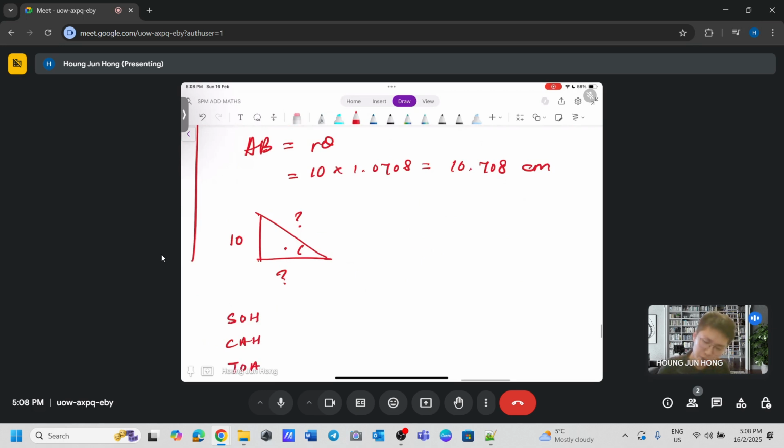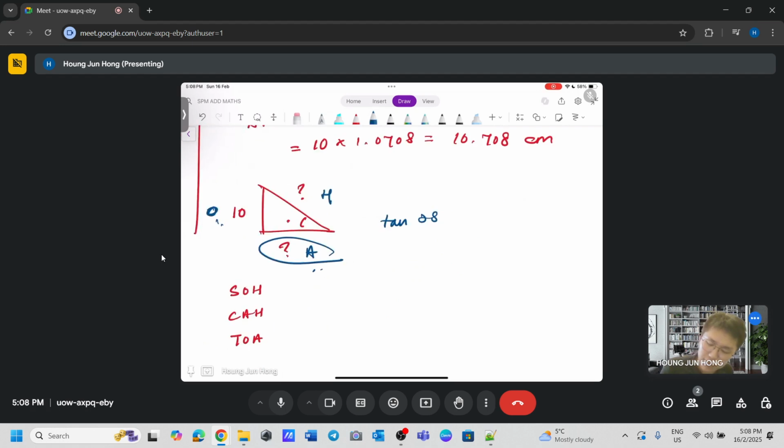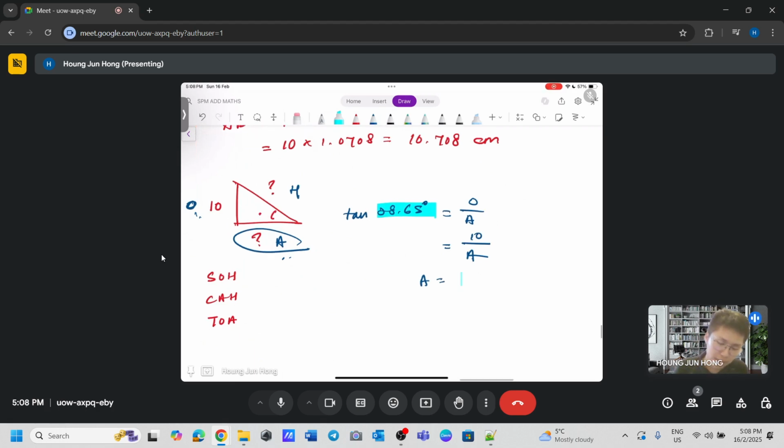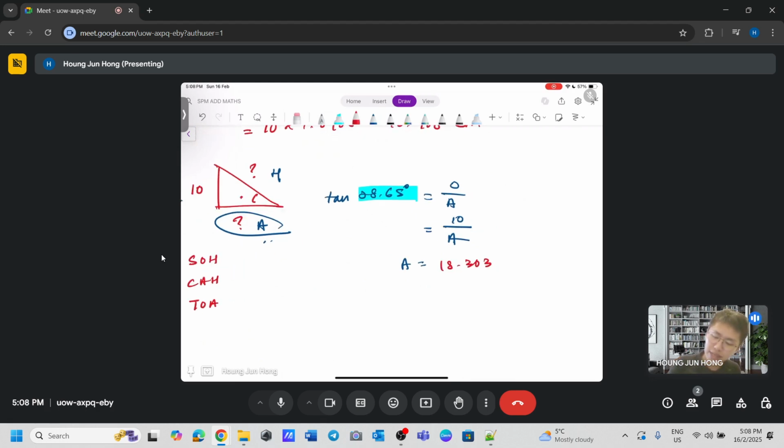So label all the sides over here: opposite, adjacent, hypotenuse. I want to find A. How do I find A? A and O are related. So tangent of the angle 28.65 is going to be O over A, so it's going to be 10 over A. Then you just solve for A. A would then be 10 over tangent 28.65. Make sure your calculator is in degree. This is a very common mistake. But anyway, A is 18.303.